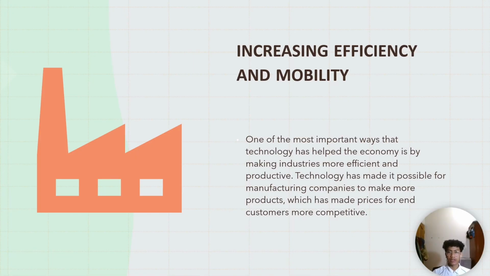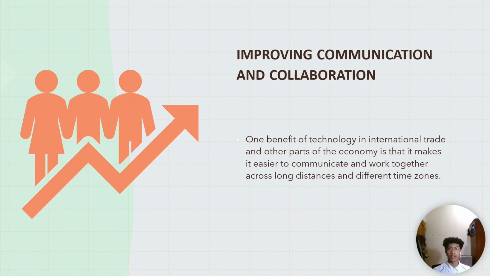Next is increasing efficiency and mobility. Technology has made it possible for manufacturing companies to make more products, which has made prices for end customers more competitive. Next is improving communication and collaboration. So one benefit of technology in the international trade and other parts of the economy is that it makes it easier to communicate and work together across long distances and different time zones.